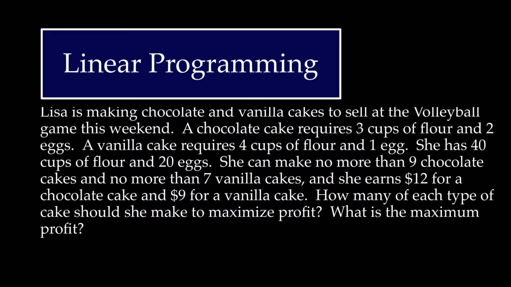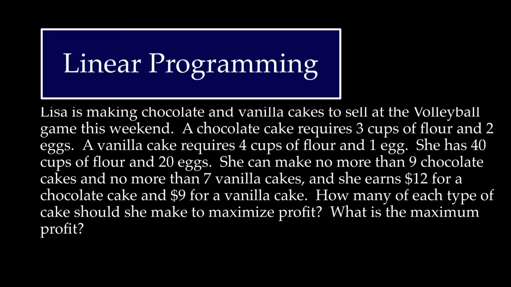Lisa's making chocolate and vanilla cakes to sell at the volleyball game this weekend. A chocolate cake requires 3 cups of flour and 2 eggs. A vanilla cake requires 4 cups of flour and 1 egg. She has 40 cups of flour and 20 eggs. She can make no more than 9 chocolate cakes and no more than 7 vanilla cakes. She earns $12 for a chocolate cake and $9 for a vanilla cake. How many of each type of cake should she make to maximize profit? What is the maximum profit?